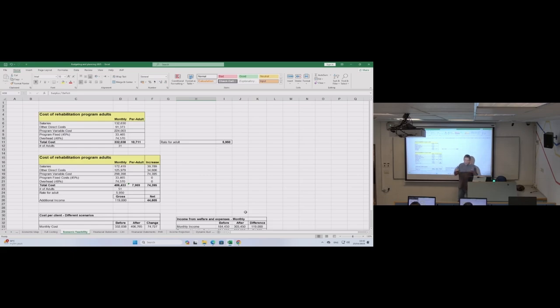Program for youth, approximately the same number of people, and the calculations are more or less the same. So it's kind of a reasonability test that we did the calculation correctly.